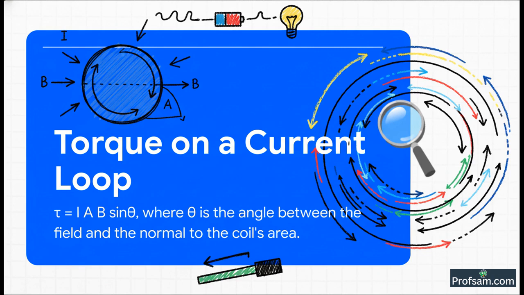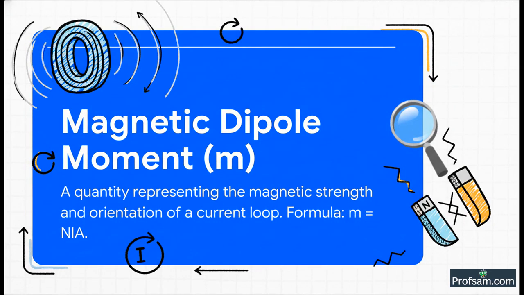And remember, theta is the angle between the magnetic field and the normal to the coil's area. That is, a line sticking straight out, perpendicular to the loop's surface. That part is very important. Now, to make our lives easier, physicists combine a few of these things into one term. It's called the magnetic dipole moment, or M. For a single loop, it's just current times area, I A. But if the coil has N turns of wire, it's M equals N I A.